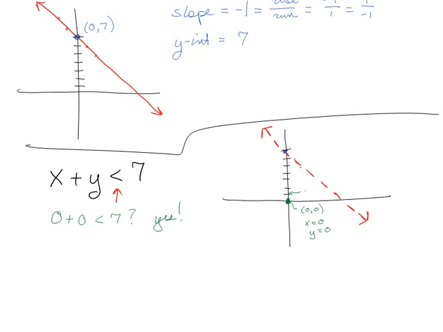What about this point here, which is 0, 1? So that would be x is equal to 0, y is equal to 1. Is that less than 7? Oh, yes it is. Yay!